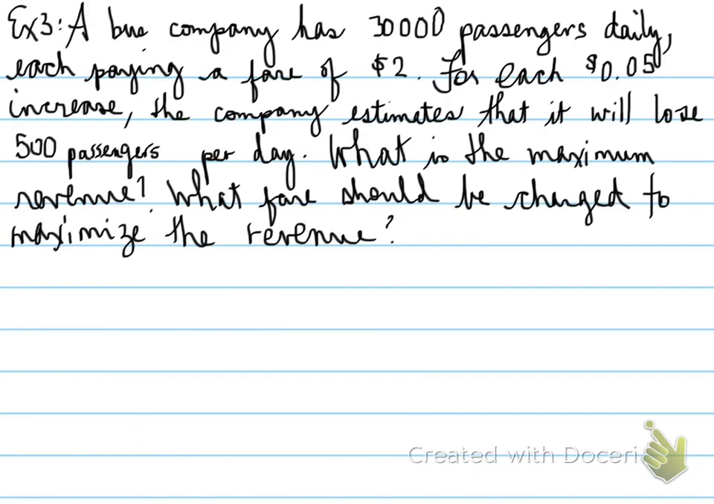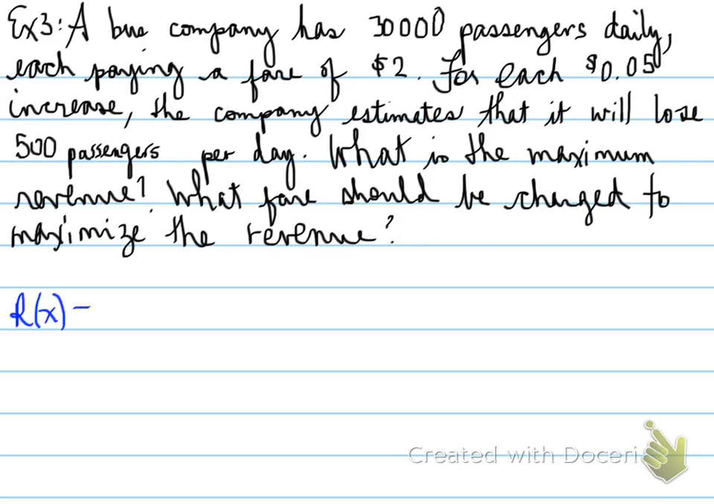This problem doesn't have an equation. A bus company has 30,000 passengers daily, each paying a fare of $2. For each 5-cent increase, the company estimates that it will lose 500 passengers per day. What is the maximum revenue? What fare should be charged to maximize the revenue?